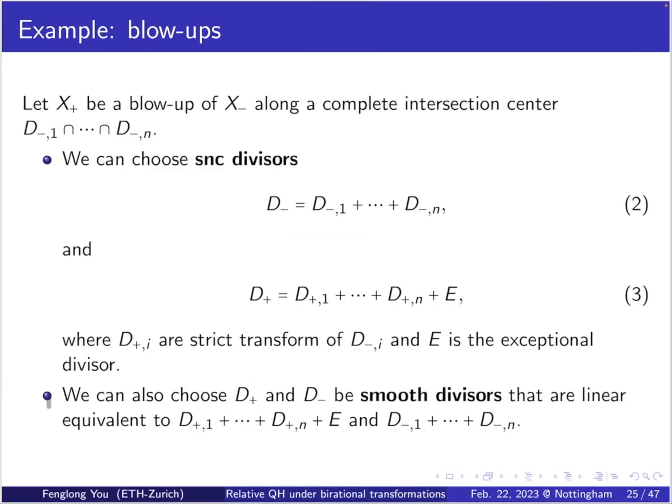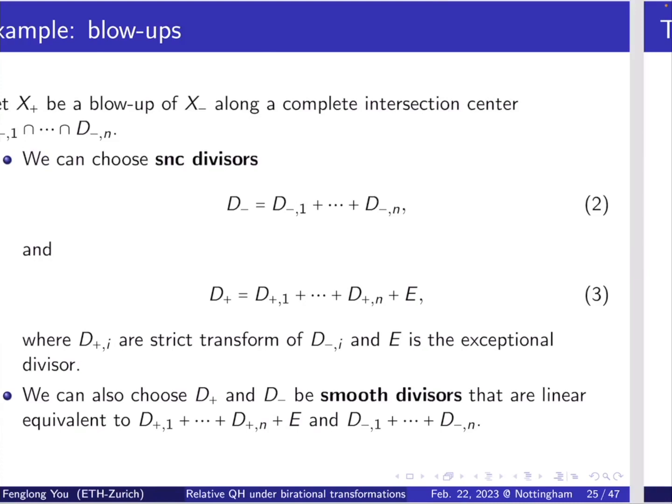Another way that we can choose is to choose these divisors to be smooth divisors, which also satisfy the same equality. Then we can try to compare the relative quantum cohomology. So there are two cases that we consider here. Of course, you can choose other divisors as long as they satisfy the equality. But here we just talk about these two cases.